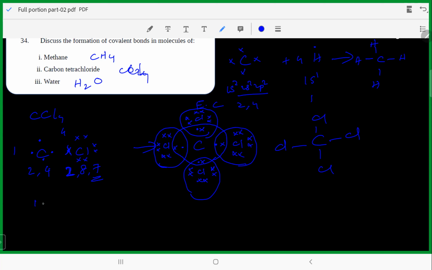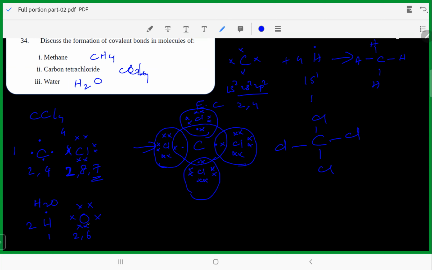So H2O. So what is the central atom? The oxygen, right? So two hydrogens, the electron configuration is 1. When you have the oxygen, the electron configuration is 1s2, 2s2, 2p4, that is 2, 6. So when you are having oxygen, 1, 2, 3, 4, 5, and 6. So hydrogen has 1 electron.